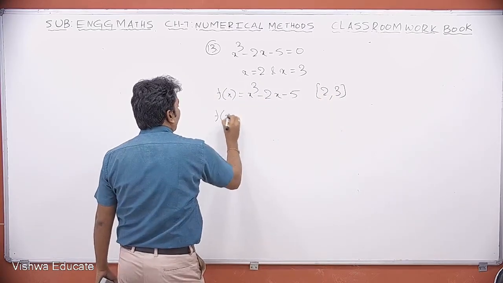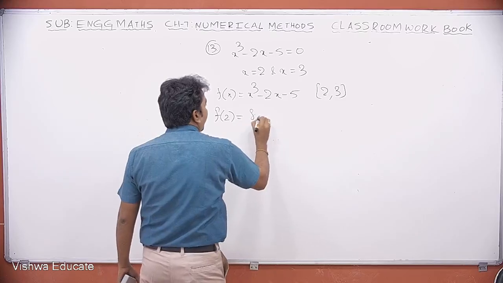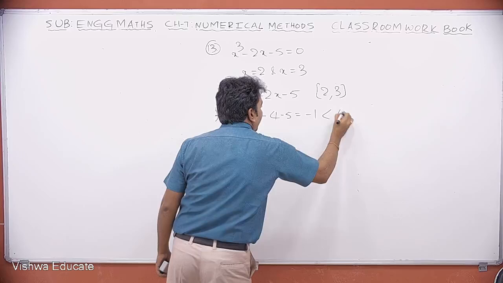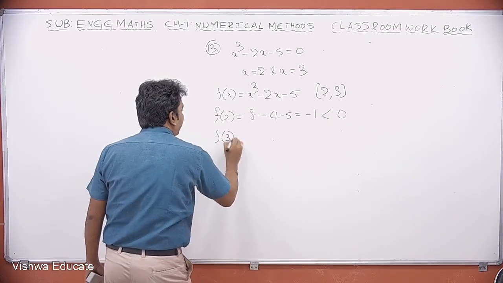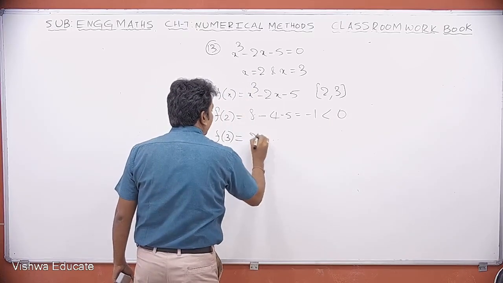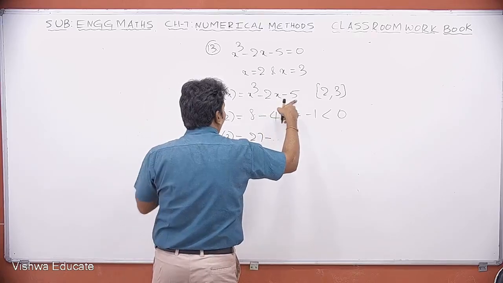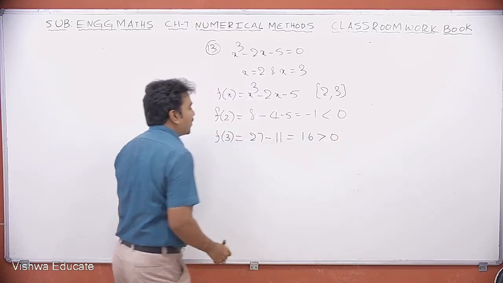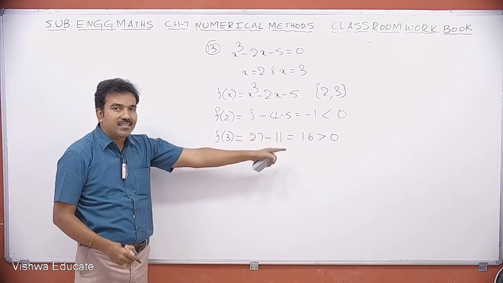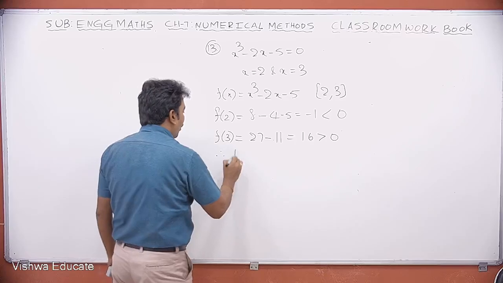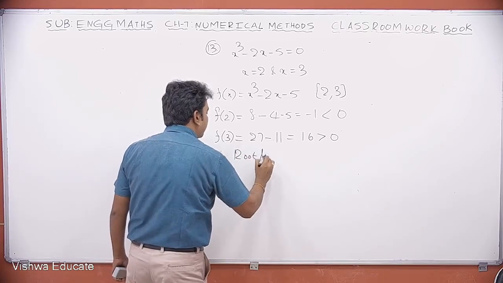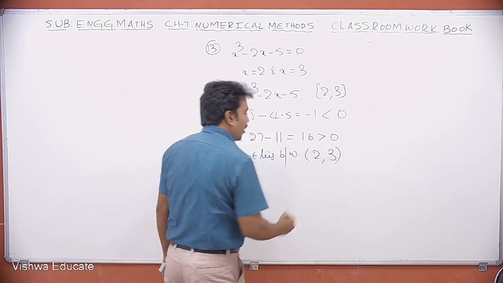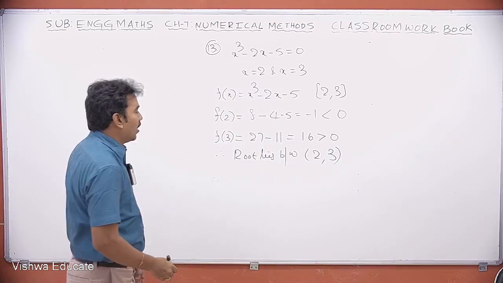Now f of 2 is 8 minus 4 minus 5, so this is minus 1, which is less than 0. f of 3 is 3 cube, 27 minus 6 minus 5, which is 16, greater than 0. So the function takes opposite signs at the endpoints. Therefore the root lies in the interval [2, 3].